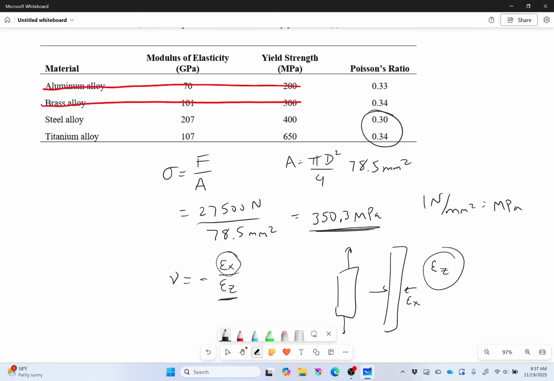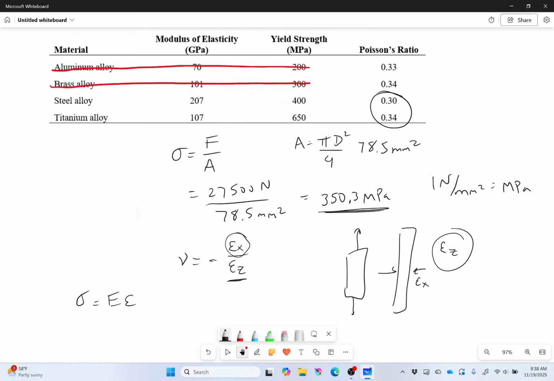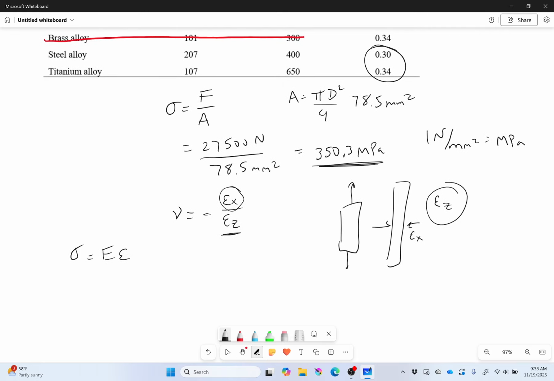Okay, so let's go ahead and do some math and figure this out. So first off, stress is equal to modulus of elasticity times strain. We're going to do this for both materials, both steel and titanium.